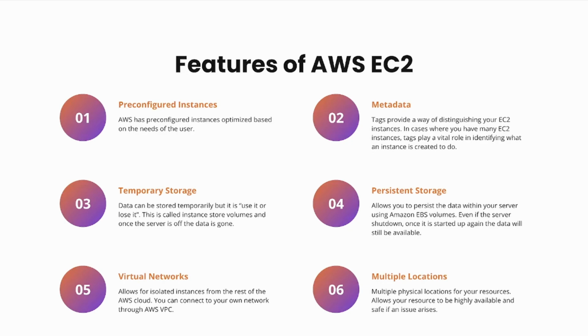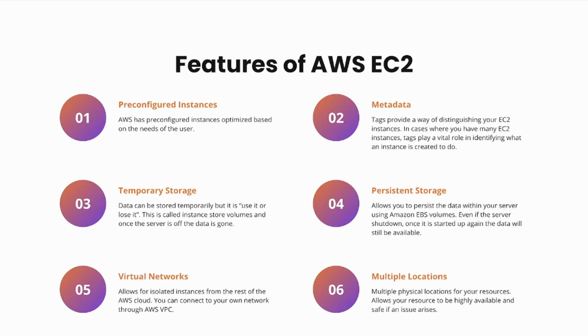The second is metadata. You can provide tags based on what the EC2 instance is going to do. Say for instance you have like 30 EC2 instances running. These tags will allow you to show what each individual instance is doing, because it could get confusing as your backend or as your servers start to grow.